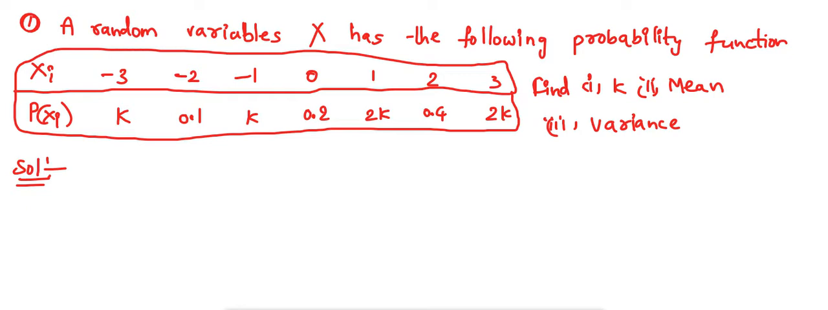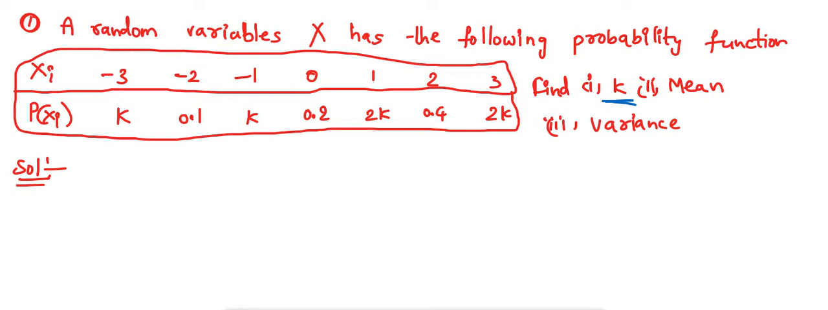A problem on discrete random variable: how to find the unknown value k, the mean and the variance. The problem is, a random variable X has the following probability function. The values xi are minus 3, minus 2, minus 1, 0, 1, 2, 3, with corresponding probabilities k, 0.1, k, 0.2, 2k, 0.4, 2k. Now we need to find the unknown value k, the mean and the variance.